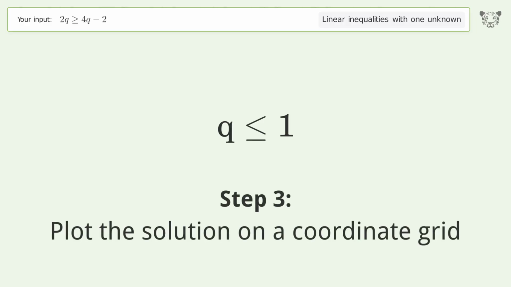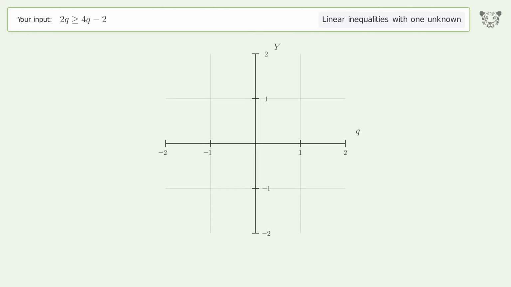Plot the solution on a coordinate grid. And so the final result is q equal or smaller than 1.